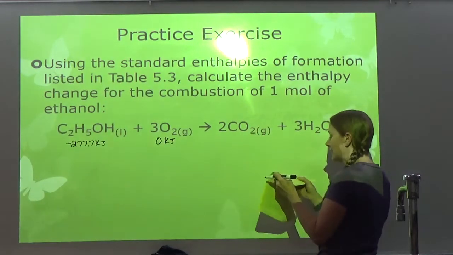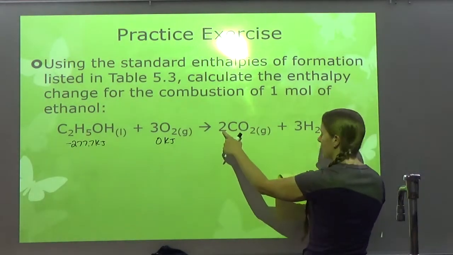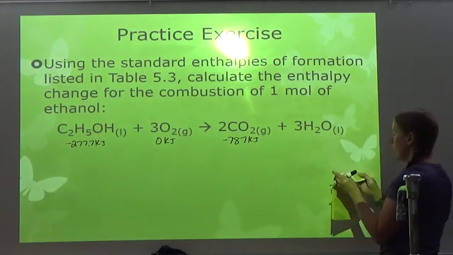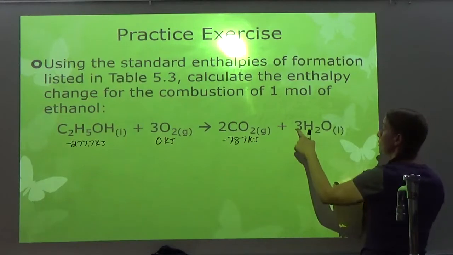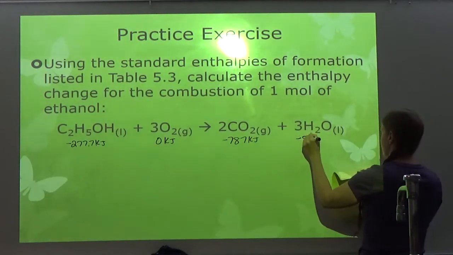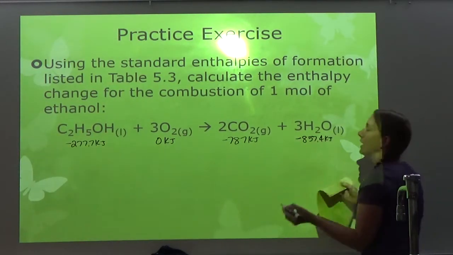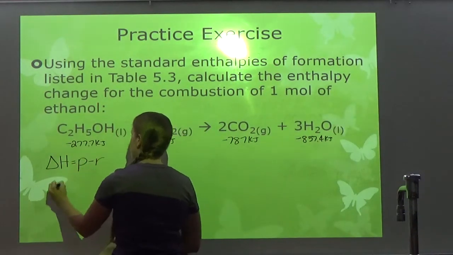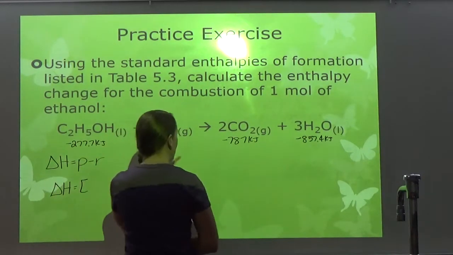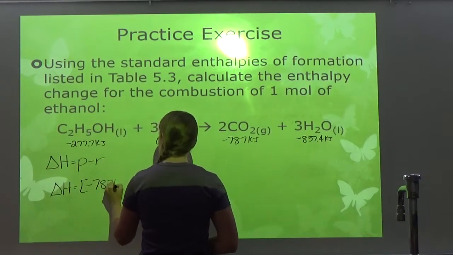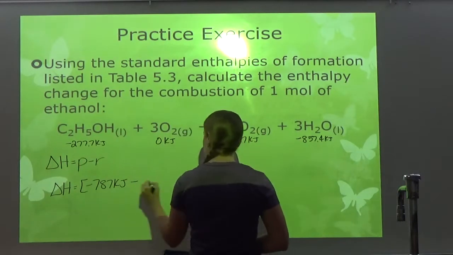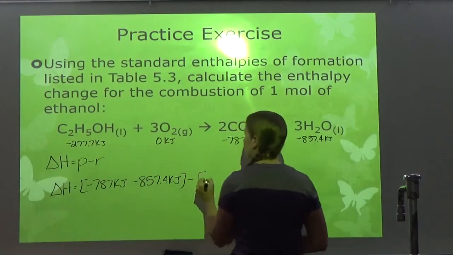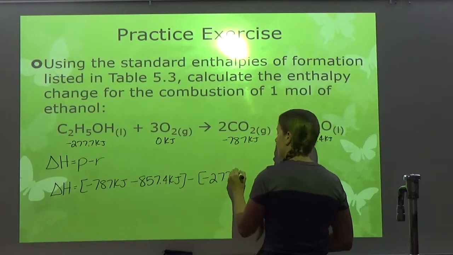Carbon dioxide gas is negative 393.5, but I'm going to multiply that by 2, so it's negative 787 kilojoules. And liquid water is negative 285.8, but I'm going to multiply that by 3. So it's negative 857.4 kilojoules. And so then I just do, of course, delta H is products minus reactants. So I just plug in. So my products are negative 787 kilojoules plus my negative 857.4 kilojoules minus my reactants, which is negative 277.7.